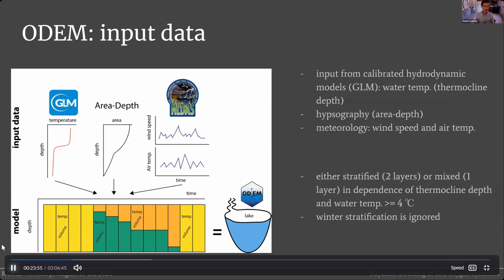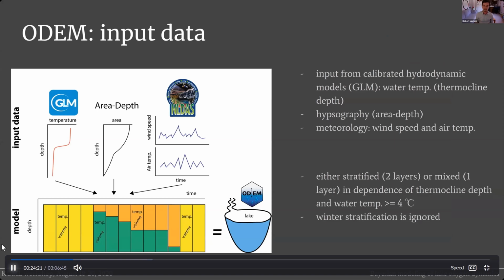For example, at the beginning, the lake could be completely mixed, so we only quantify one oxygen concentration. Then summer kicks in, so now we have two layers. We have the surface and the bottom layer. And at the end, we have again a shift to completely mixed conditions. At this moment, we are ignoring winter stratification dynamics in this process-based model.